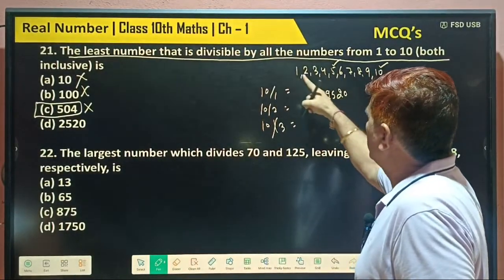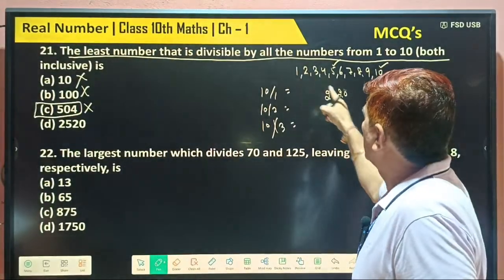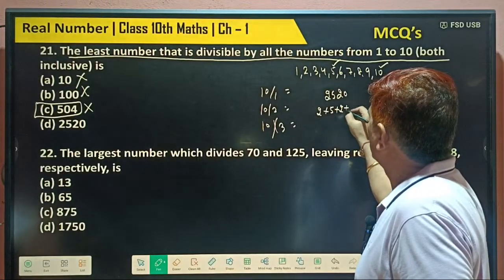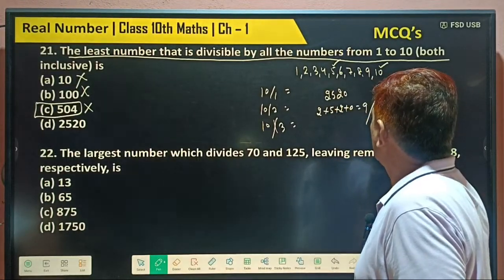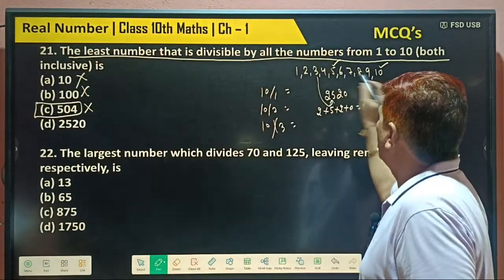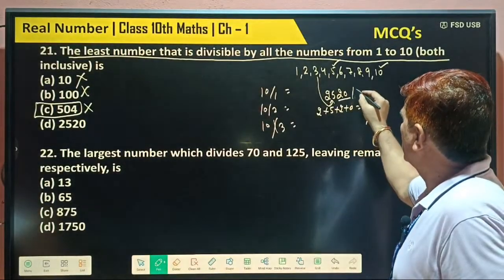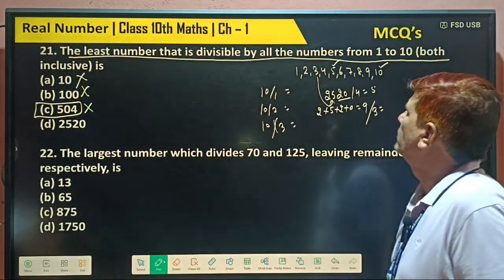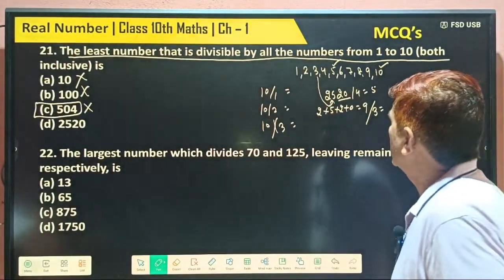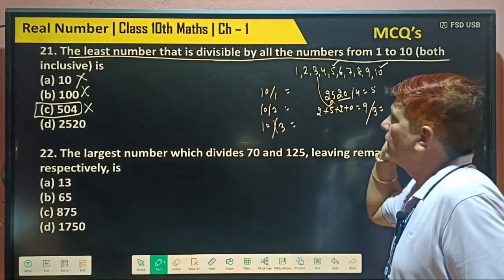2520. Divisible by 1; unit digit is 0, so definitely divisible by 2. For 3, what's the sum? 2 plus 5 plus 2 plus 0 is equal to 9. 9 is divisible by 3, so this number is also divisible by 3. The last two digits are 20, and 20 is divisible by 4. For 5, if the unit digit is 0, definitely divisible by 5. For 6, if divisible by 2 and 3, definitely divisible by 6.